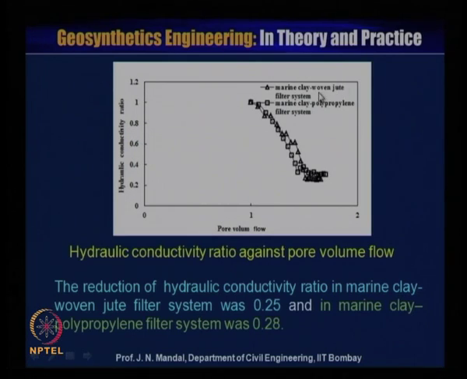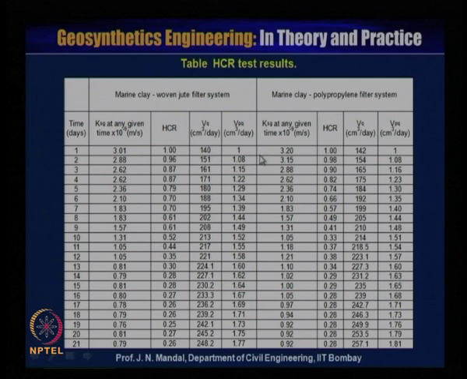This is the marine clay oven jute filter system and the marine clay polypropylene filter system. So, you can determine what will be the pore volume flow. Pore volume flow is this Bpq. You can see 1 to 1.7, and in the polypropylene filter system it is 1 to 1.81, and this is the HCR value 0.261, and there the HCR value is 0.2621.